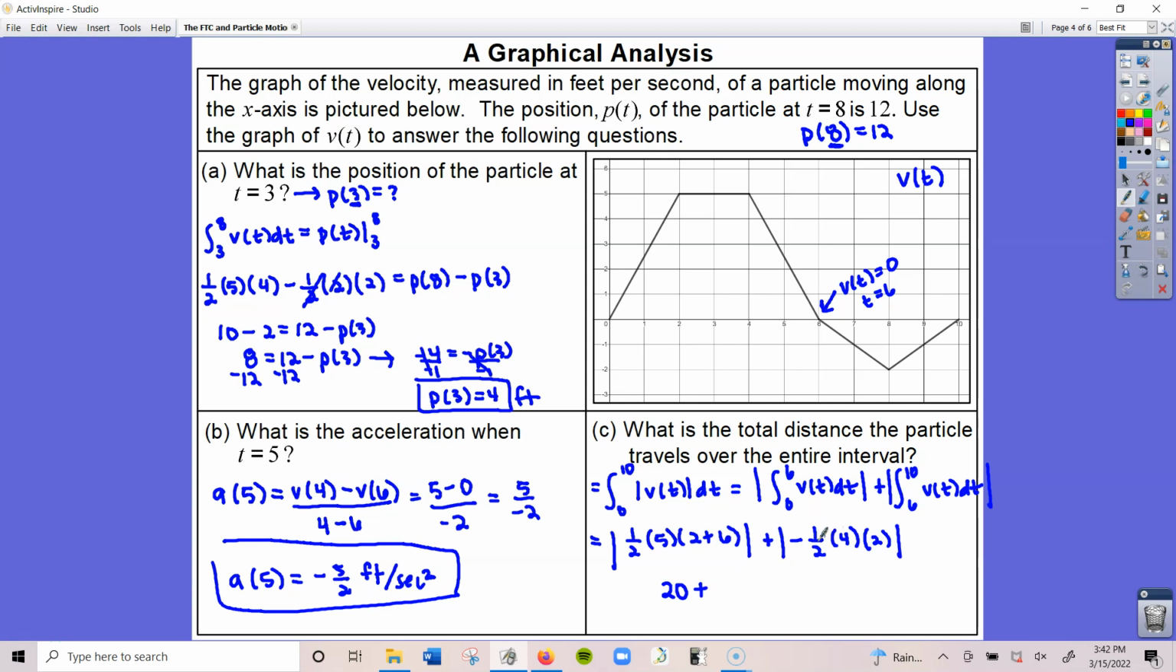Plus, here this 1/2 and this 2 will cancel, and we're left with -4. But because it's an absolute value, we're going to make it +4. And 20 plus 4 is 24. And since this is distance, my units would be feet.